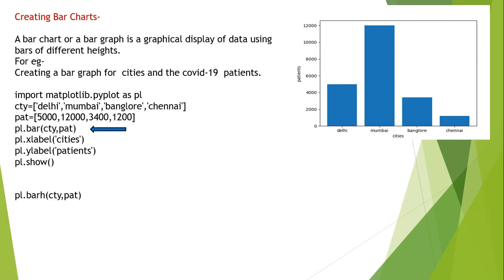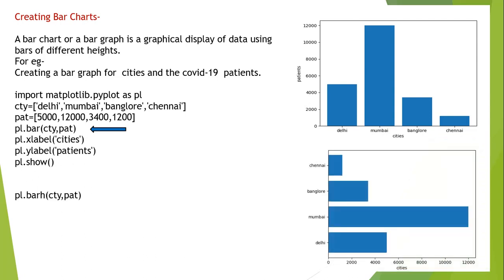If you are not giving h, by default it will take the bars in vertical positions. Now we want the bars in horizontal positions, so we'll use pl.barh(cty, pat), and the rest of the code will be similar. After that we'll also write pl.show to get the output. So after writing all the code, let's see what the output will be.